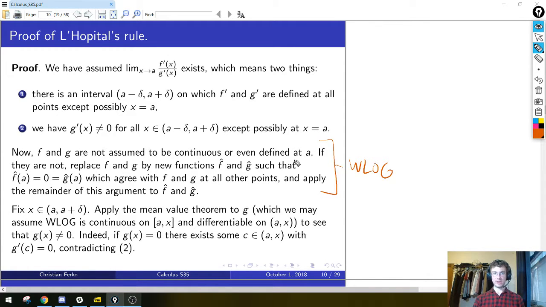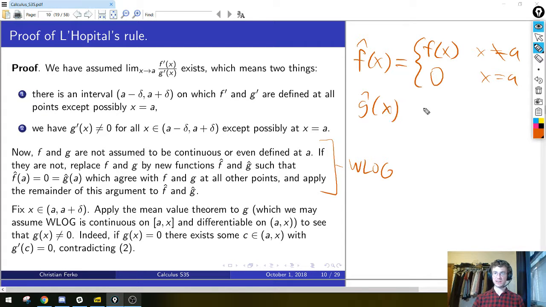If they are not continuous at a, then we define new functions which are the same as the old functions except at a single point. So we define a function f hat of x, which is almost everywhere the same as f of x. This f hat agrees with f of x everywhere where x is not equal to a, and then I just put in by hand that f hat is 0 when x equals a. Same thing with g hat. It's basically the same as g, except I insist that g hat is 0 at x equals a. So it's a redefinition at a single point.